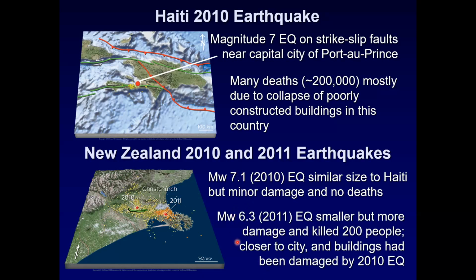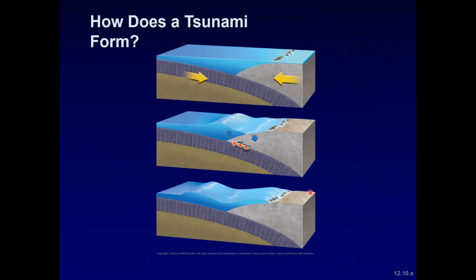There was also a magnitude 6.3 earthquake in 2011. It was smaller and it killed 200 people in the area. It was located closer to the city, and the buildings there had already been damaged in 2010. So they were at risk because of that. So, more on tsunamis and how they form.